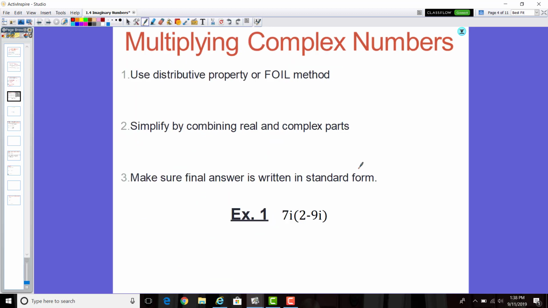Multiplying is also not that difficult. We are either going to use the distributive property or the FOIL method. We know distributive property has something multiplied by something inside. FOIL method would be 2 complex numbers being multiplied together. Simplifying, remember that we're using the rule i squared equals -1, and then make sure your final answer is in standard form.